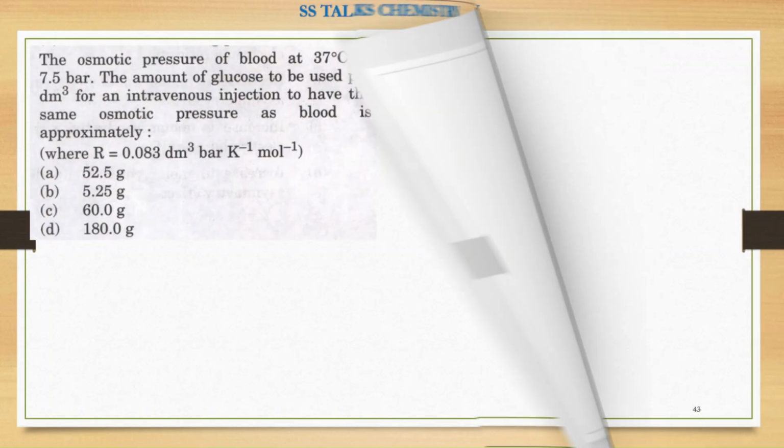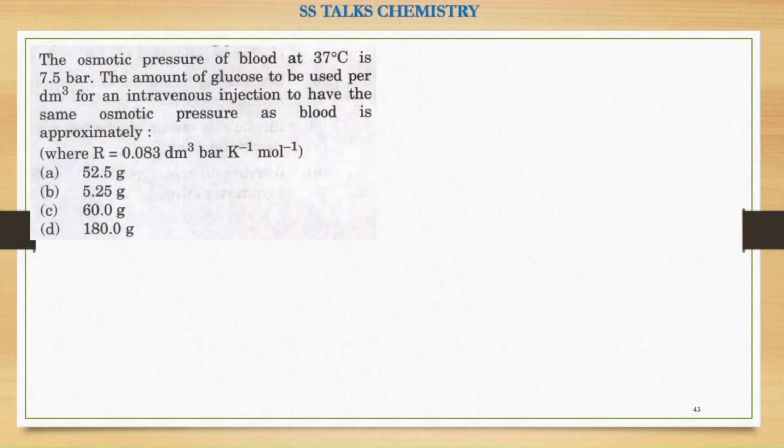Next we have this question. The osmotic pressure of blood at 37 degrees centigrade is 7.5 bars. The amount of glucose to be used per decimeter cube for an intravenous injection to have the same osmotic pressure as that of the blood is approximately. So pi is equal to CRT. This is what we want, right? Osmotic pressure has to be kept the same, so the value will be 7.5 bars.